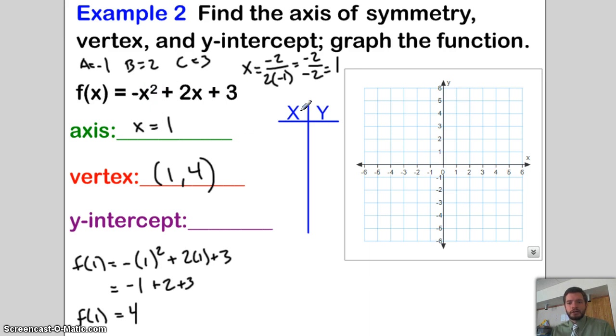So let me go ahead and plot the vertex. It's going to be 1, 4. And then we'll do the 1a and 3a. Again, in this case, a is negative 1, so 1a is going to be negative 1, and 3a is going to be negative 3. So we're always going to go over 1, and then down. In this case, we're going to go down 1. Okay, and then over 1 and down 3. And then the same on the other side. Over 1 and down 3. So here's my parabola.